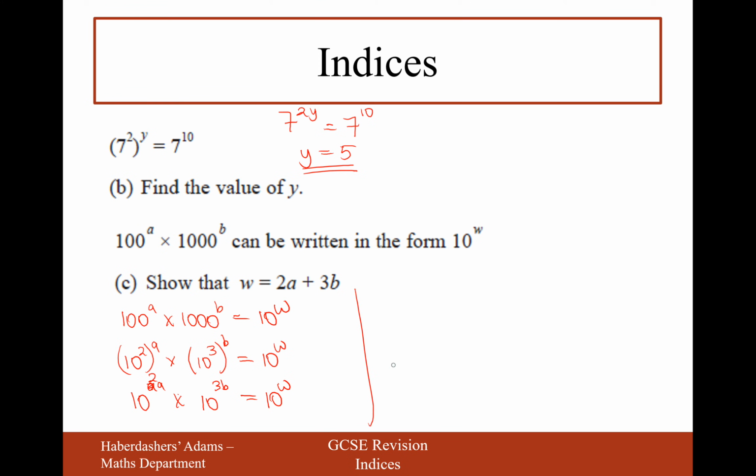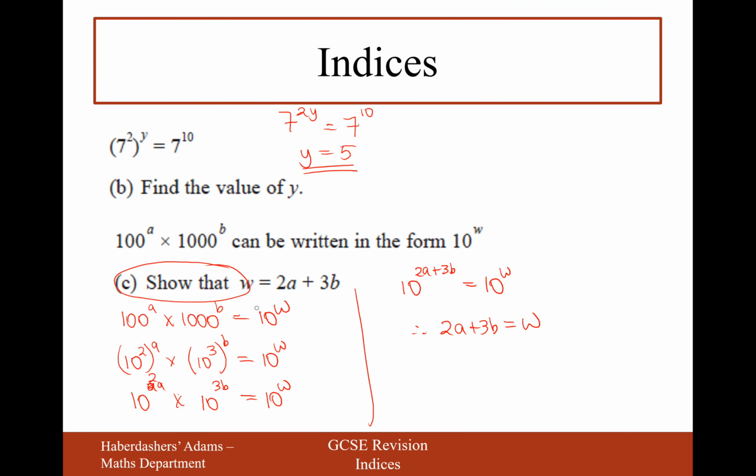Now add your indices together. 10 to the power of 2A plus 3B equals 10 to the W. So therefore your indices will be equal, 2A plus 3B equals W. So with this question here, it's a show that question.